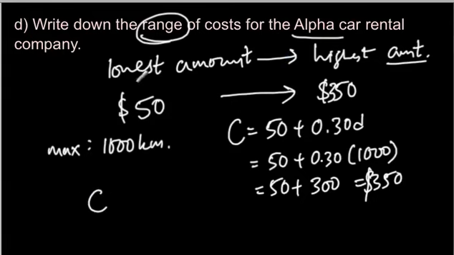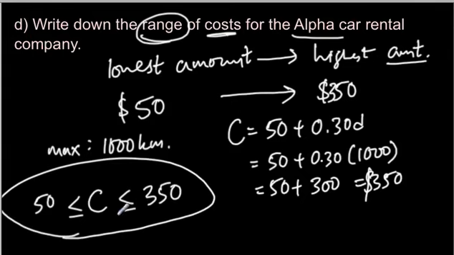So remember, we're talking about costs, right? We're talking about costs, so it's going to be C. And so C is in between $50, so you're going to pay the least is 50, and the most that you're going to pay is $350, and this is how you write the range of costs for the Alpha car rental company.